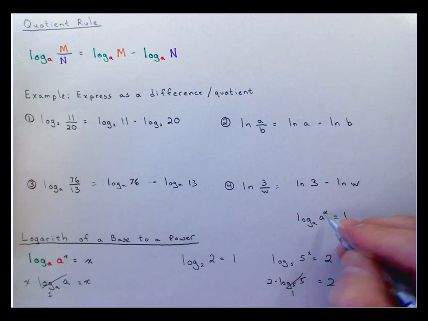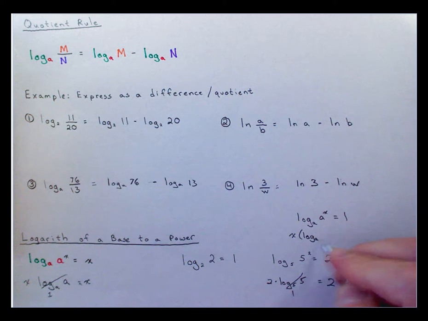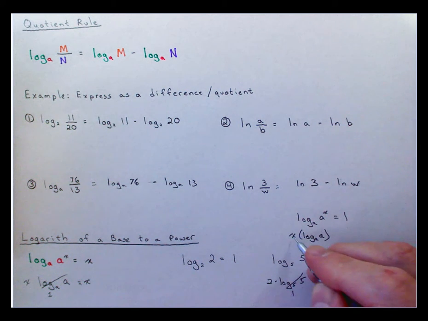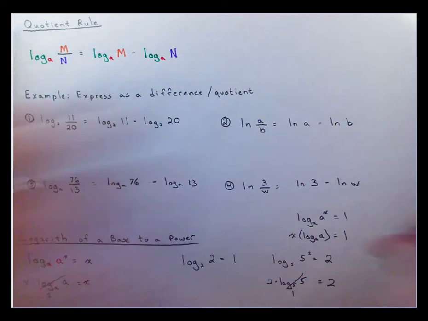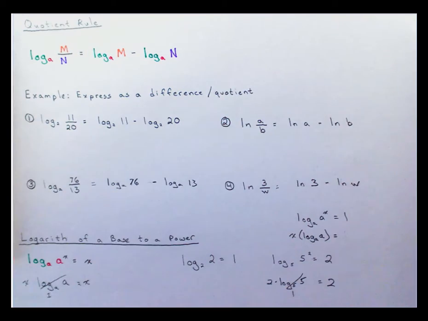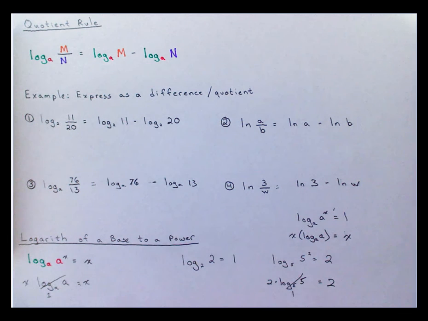I'll put an X up there for this one, and how that is no matter what my value of a is, it's always going to turn into 1. So it'll be x times 1. Whatever value of x is, oops, wrote the wrong thing. The logarithm of a base to a power.